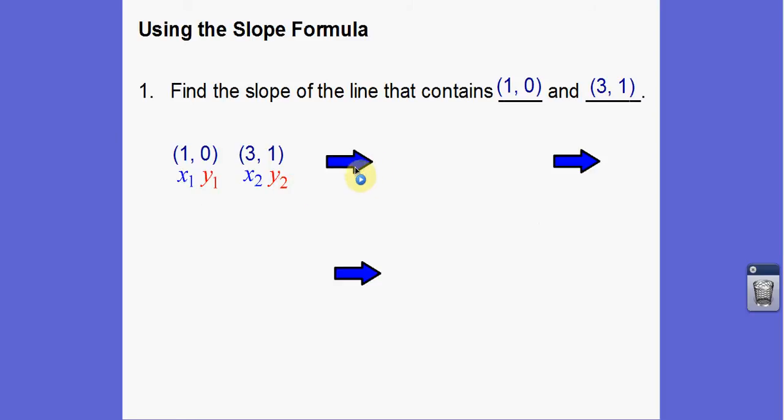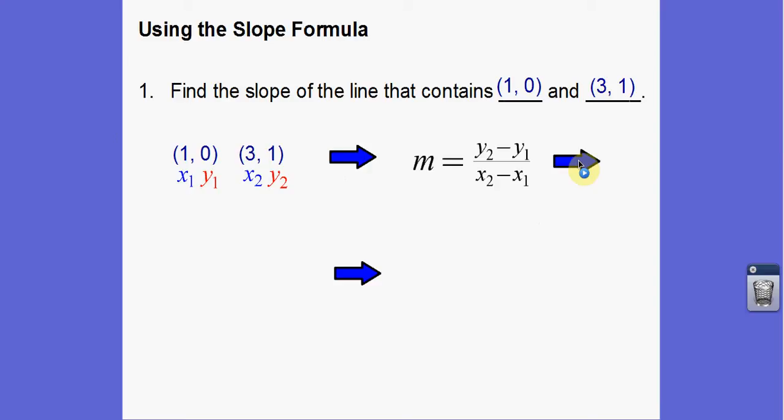The second thing I do is write my slope formula. So slope equals y sub 2 minus y sub 1 over x sub 2 minus x sub 1.